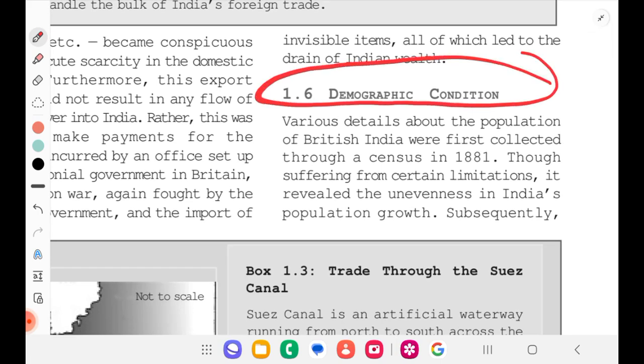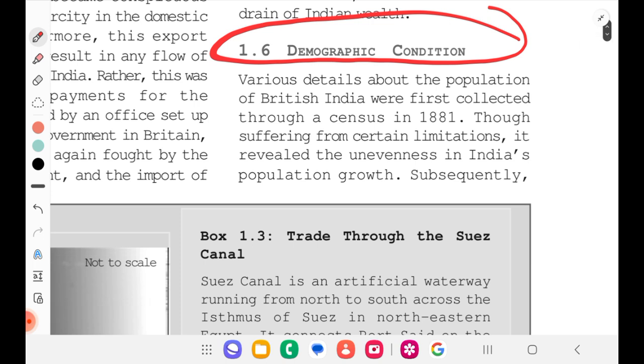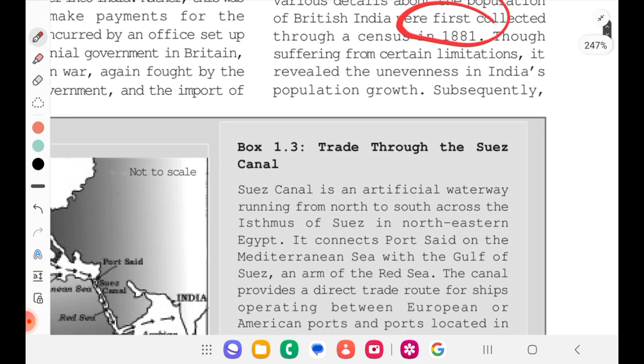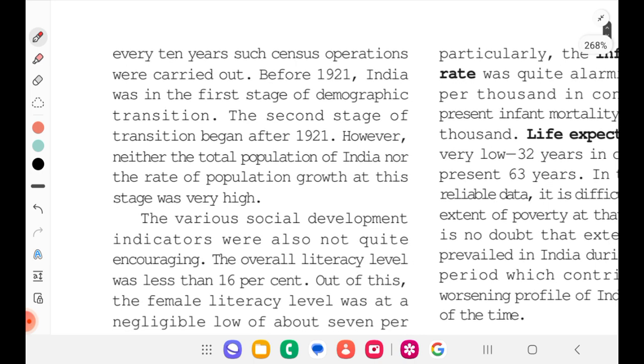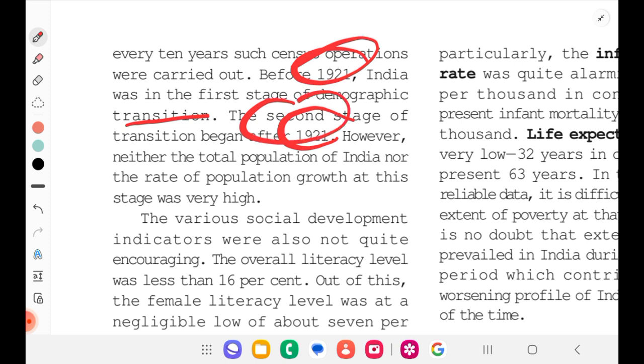Demographic condition. Various details about the population of British India were first collected through a census in 1881. Though suffering from certain limitations, it revealed the unevenness in India's population growth. Subsequently, every 10 years, such census operations were carried out. Before 1921, India was in the first stage of demographic transition. The second stage of transition began after 1921. However, neither the total population of India nor the rate of population growth at this stage was very high.